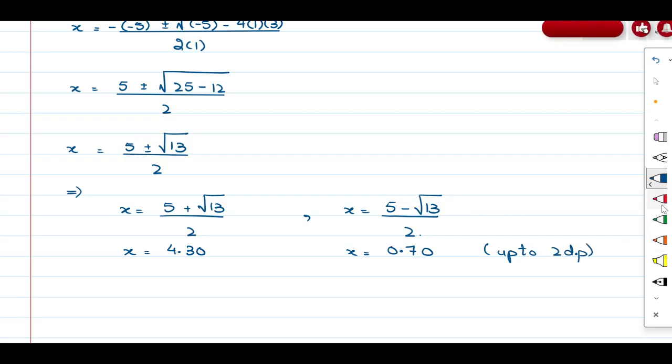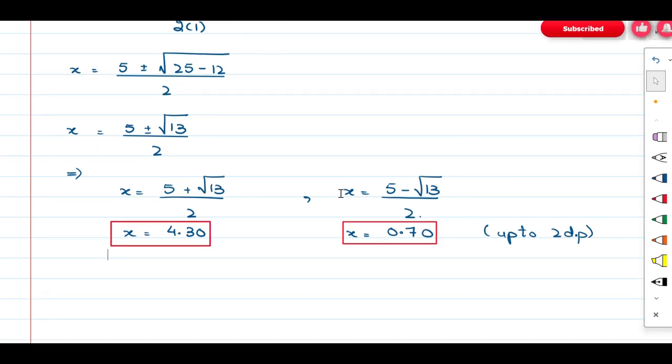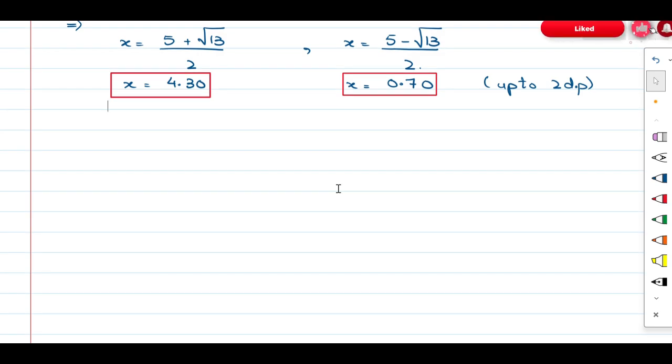dp is for decimal places, right? So the first root is 0.70 and the other one is 4.30. Okay, let me do one more example.